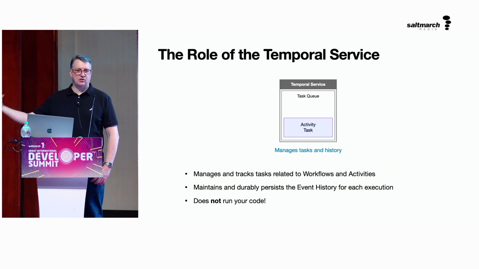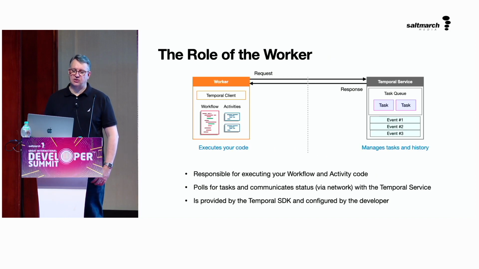So I mentioned that there's a service, and there's also a client-side library. The Temporal service, which you could run on the laptop for development, you could run in the data center, you could run in the cloud, or you could use the Temporal cloud service that we offer, manages and tracks tasks related to the execution of your workflow and activity code. It maintains and durably persists that information to a database for each execution so that if the execution terminates, it's available to be able to reconstruct the state. But the Temporal service does not run your code. It's merely tracking details related to the execution.